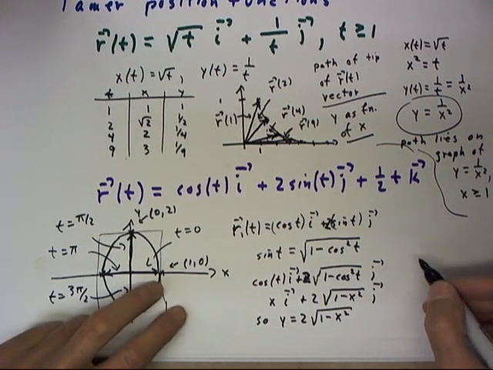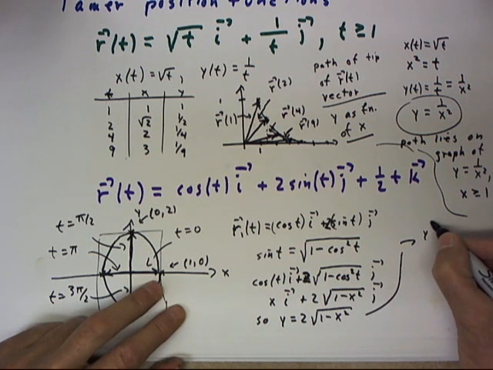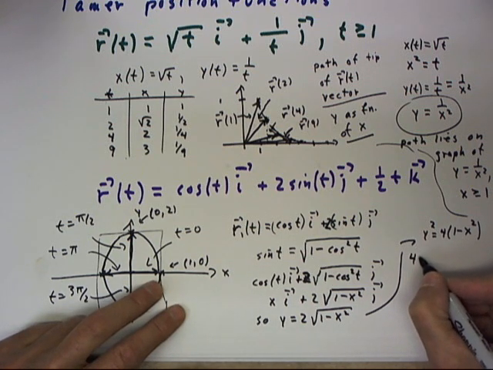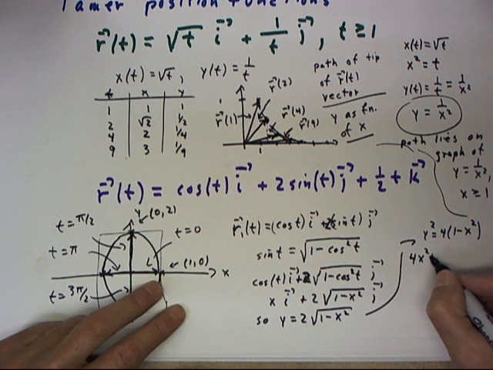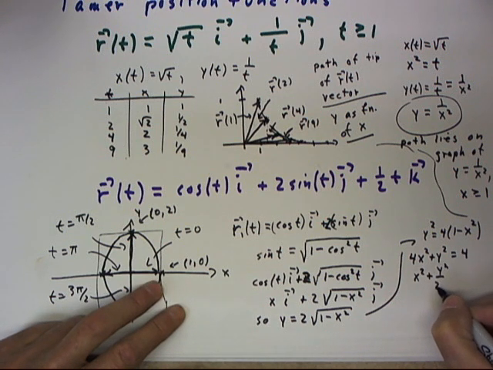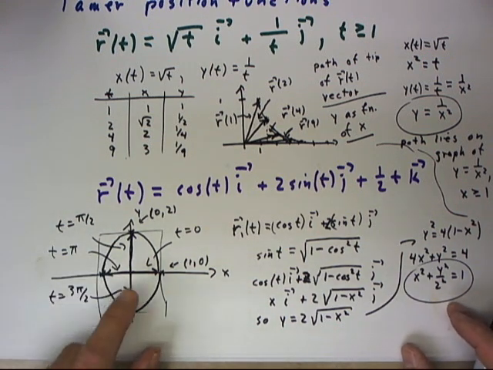If I square both sides of this, I get y squared equals 4 times 1 minus x squared, which can be rearranged into the form 4x squared plus y squared equals 4. Divide both sides by 4, we get x squared plus y squared over 2 squared equals 1, and this is the equation of the ellipse we just sketched.